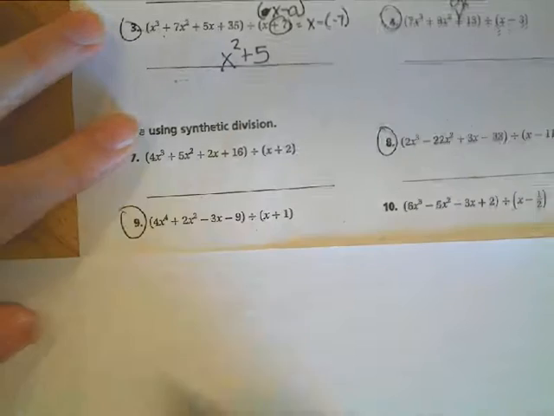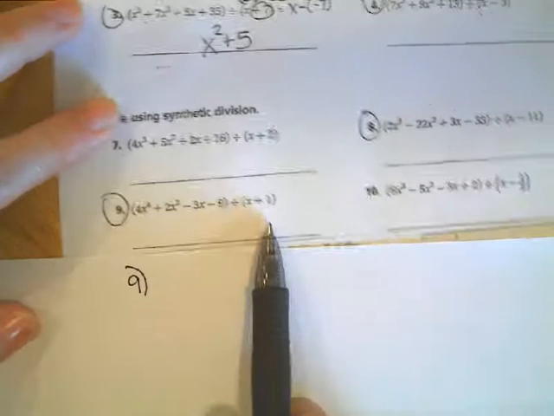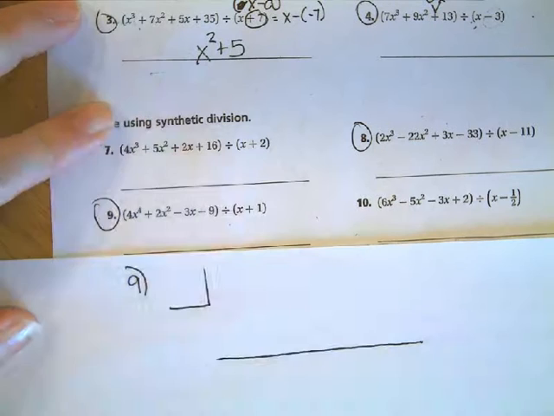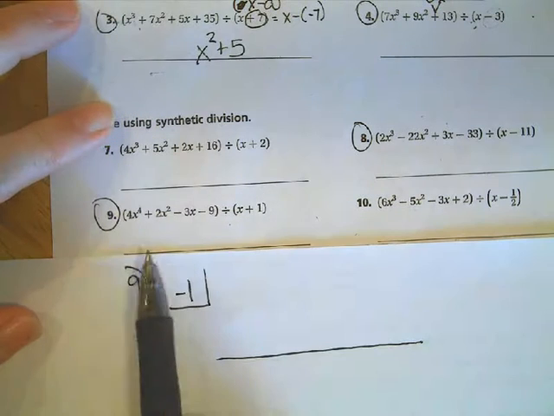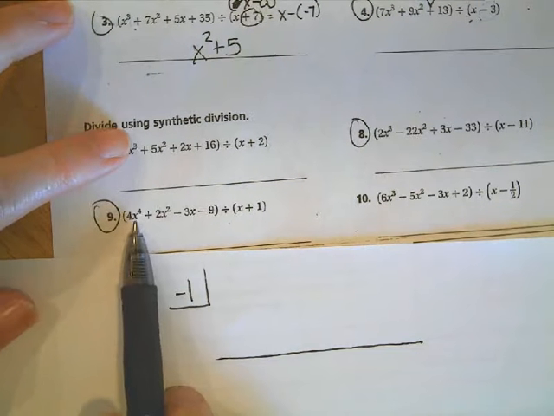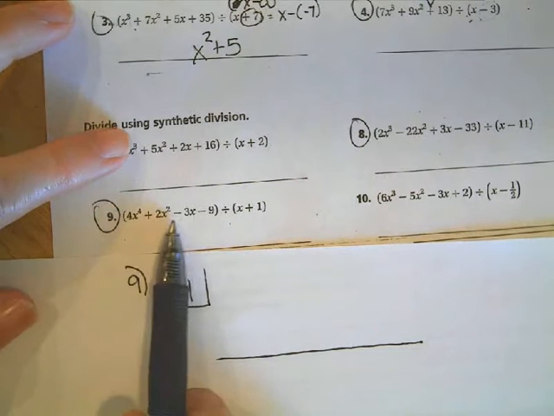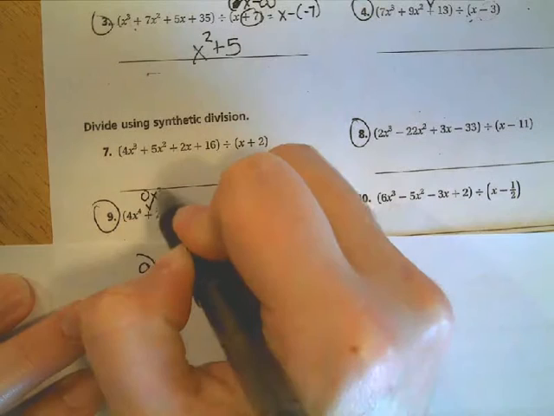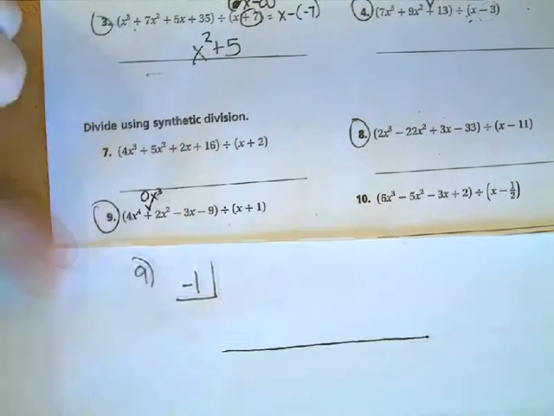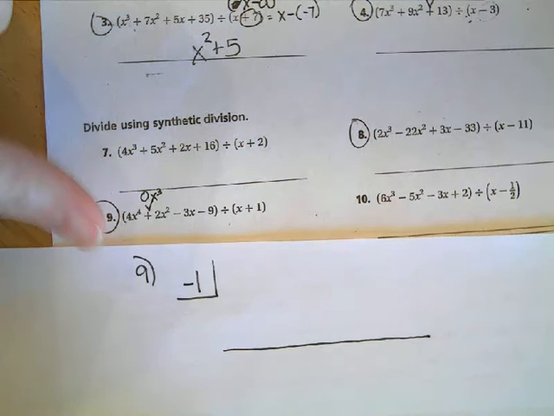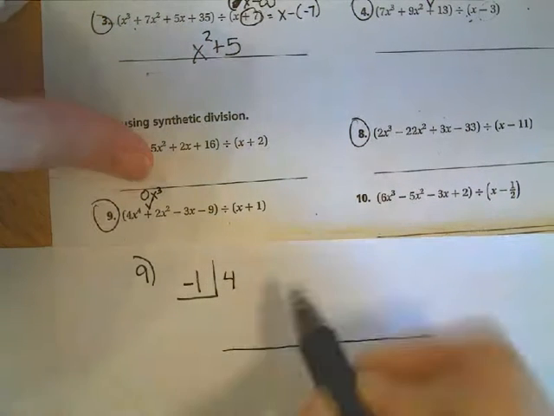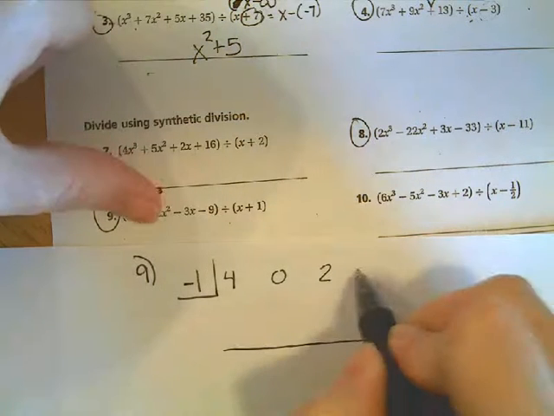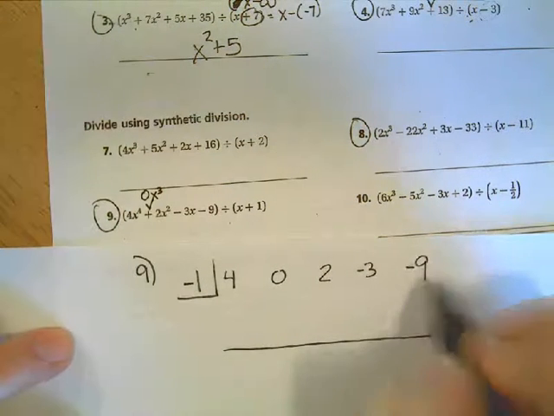Here we have a divisor of x plus 1. Change your sign. What number goes in your divisor box? Negative 1. And look for any missing terms here. You start with an x to the 4th. Then it goes down to x squared and an x. So you have a missing term. You have 0 x cubed. So we're going to put in a 0 placeholder when we work this. So writing out my coefficients, I have 4, 0, 2, negative 3, and negative 9.